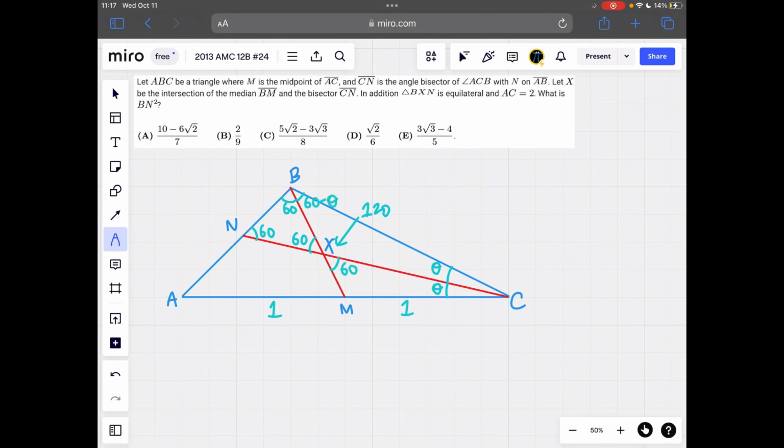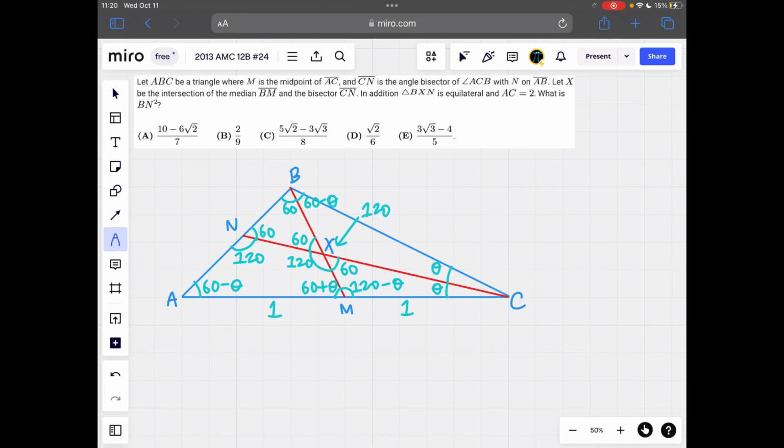Angle CXM is equal to 60 as well. And angle XMC is going to be equal to 180 minus angle X plus angle C, which is 180 minus 60 plus theta, and that's 120 minus theta. And 180 minus that is this, which is 60 plus theta. And using the triangle angle sum on triangle ABM, the sum of angles B and M in that triangle is 120 plus theta, so angle A is 60 minus theta. And if angle BNX is 60, this must be equal to 120, and so is this. I believe that's it. We've labeled everything in triangle ABC.